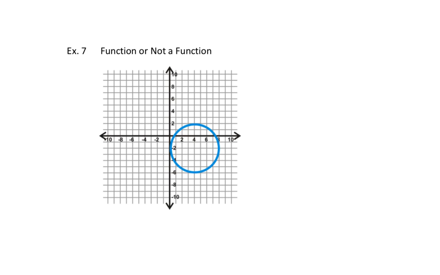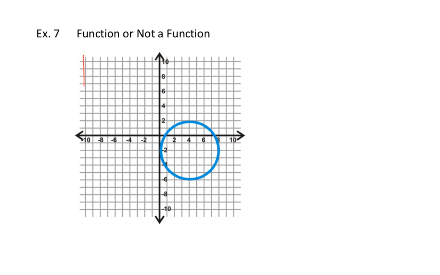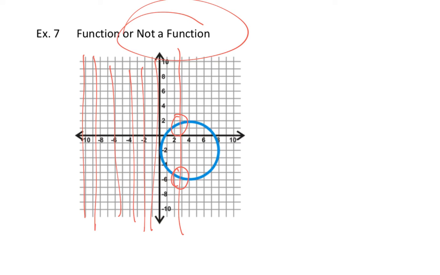And from a graph, it's the easiest one. You can draw vertical lines to see if I hit more than one point at a time. And I notice I hit in multiple places, so this is not a function. It does not pass the vertical line test.